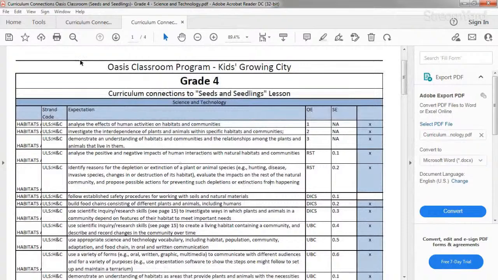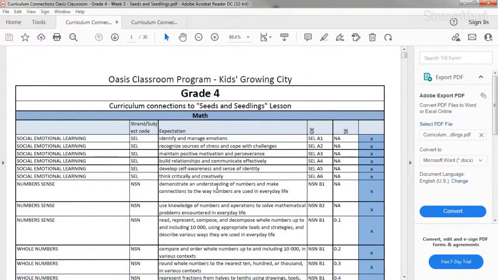So you might be saying, okay, but this is science. Of course science connects, right? Show me connections in math. Because math, for some reason, is the one that most educators think they can't connect to a garden. So let's go to math.